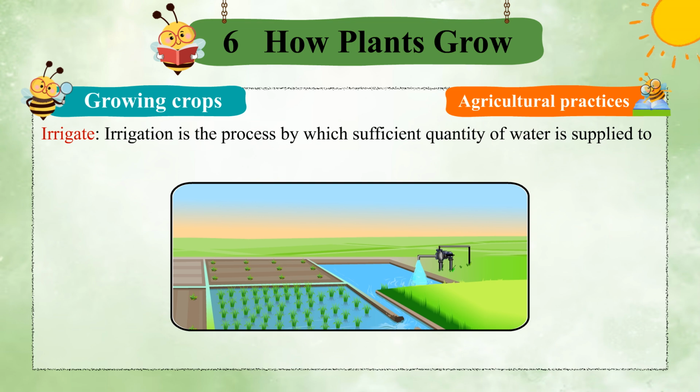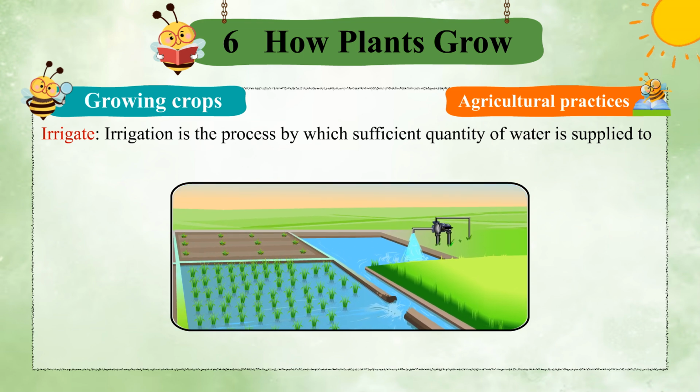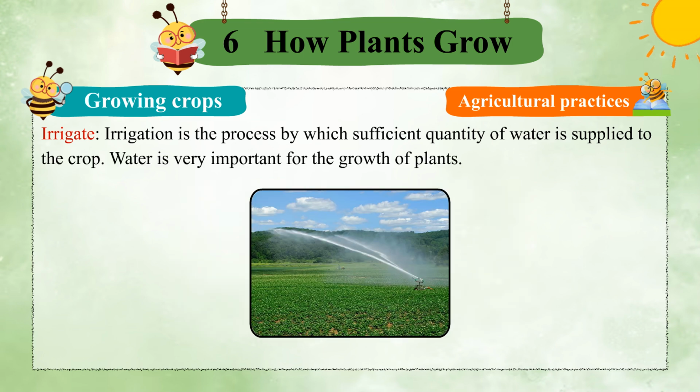Irrigation. Irrigation is the process by which sufficient quantity of water is supplied to the crop. Water is very important for the growth of plants.